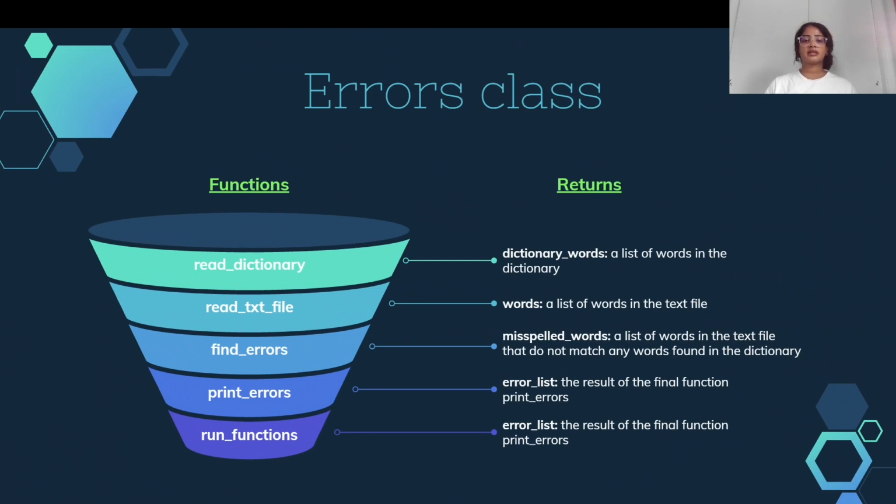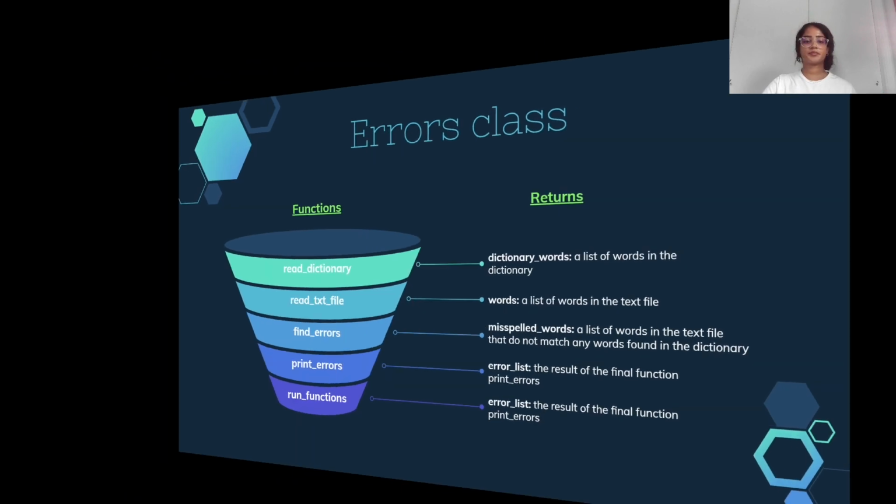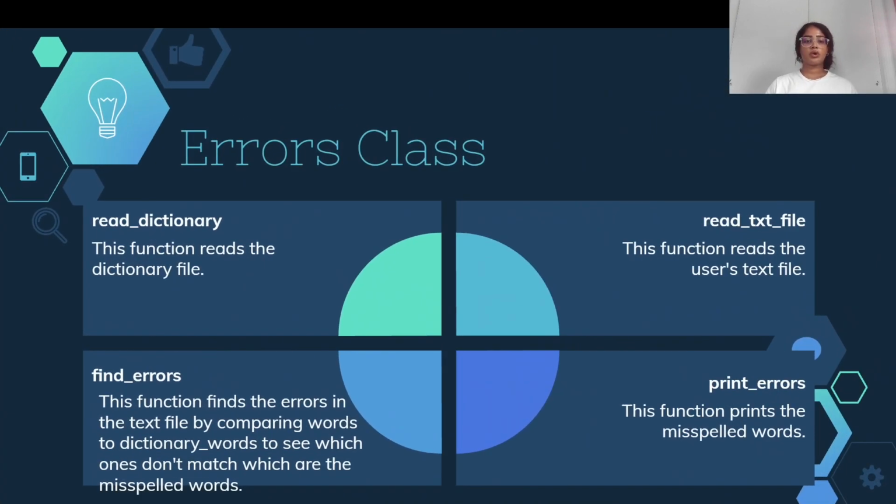The errors class consists of 5 main functions: read dictionary, read text file, find errors, print errors, and run functions. Each of these functions has its own returns or outputs. So, going in depth into what each of these functions does: the read dictionary function reads the dictionary file. The read text file function reads the user's text file.